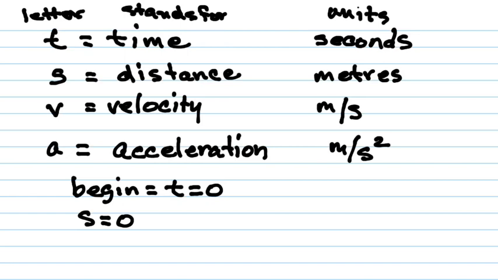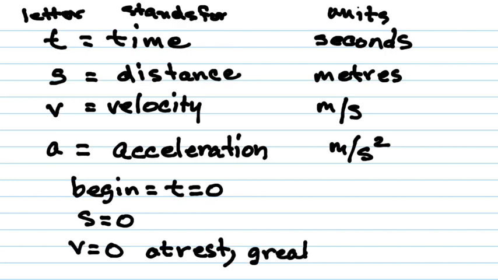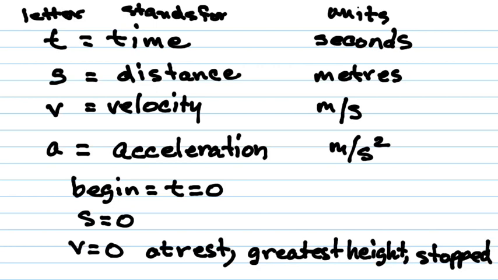And an object can also have a velocity of 0, and there are a couple times that could happen. When it's at rest, in other words, not going anywhere, no velocity. When it's at its greatest height, where it changes direction. And it can also be 0 when you're finished moving, in other words, when you're stopped.